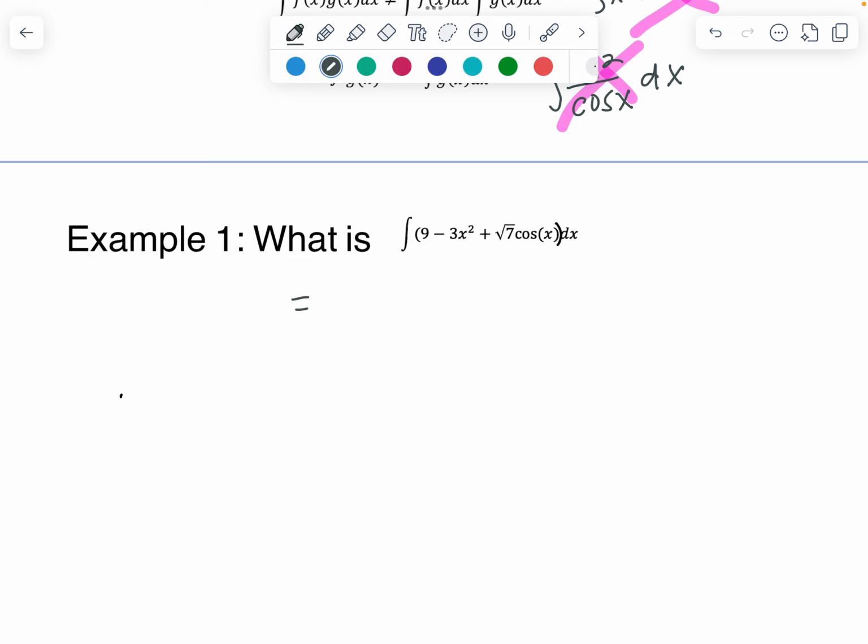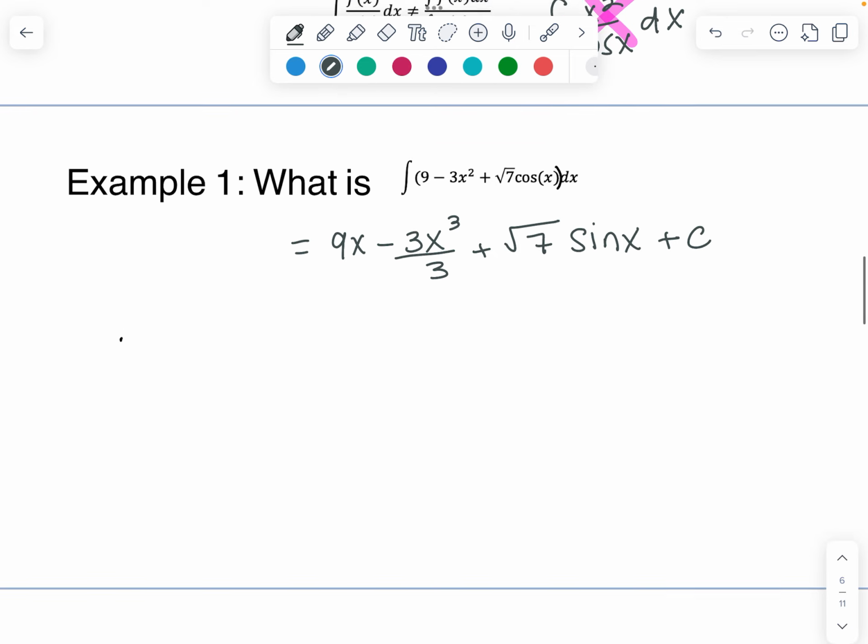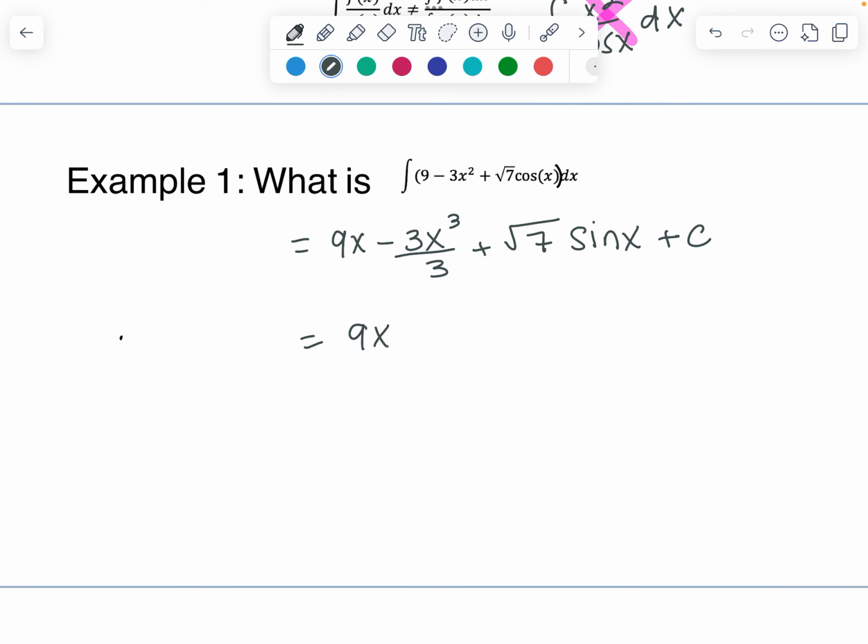So for this one, this is multiplication and addition, so I can just find this antiderivative and this antiderivative and put them together. So the antiderivative of 9 is 9x. The antiderivative of negative 3x cubed is negative 3x to the third power divided by 3. And then the square root of 7 is just a constant. And then the antiderivative of cosine of x is sine of x. And then plus c. The only thing I need to do to simplify is cancel out these.